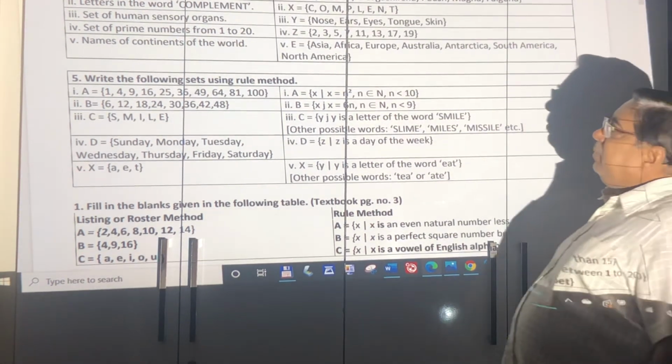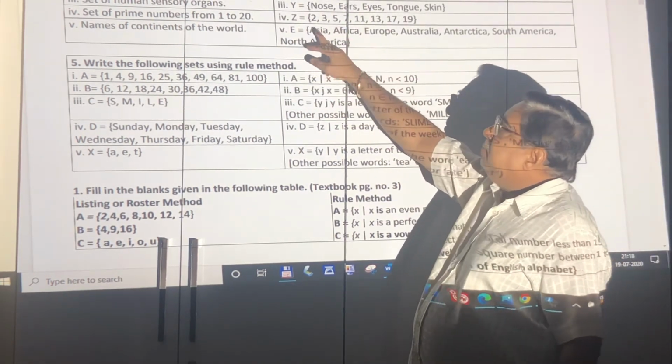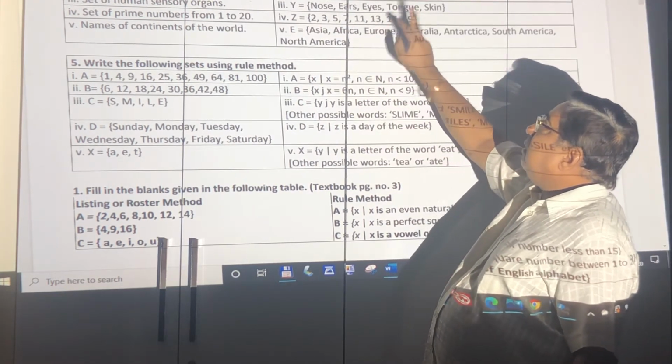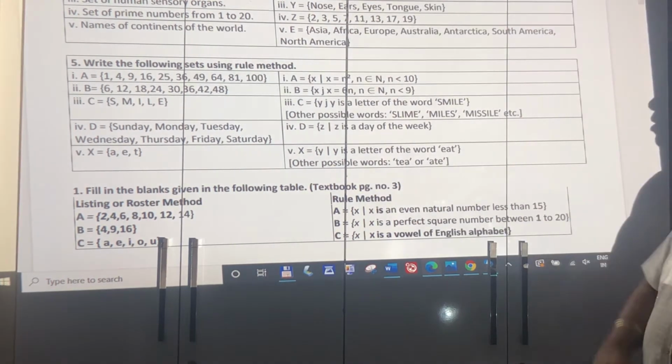Set of prime numbers from 1 to 20. Prime numbers. 1 is not a prime number. 2, 3, 5, 7, 11, 13, 17, 19. Can't go after 19 because 20 is not a prime number, so we can't go beyond it.